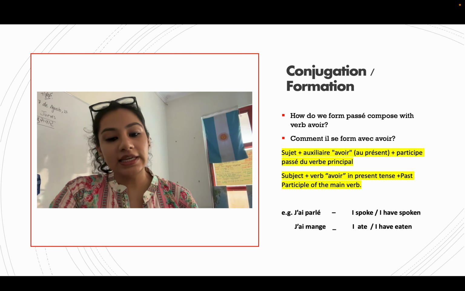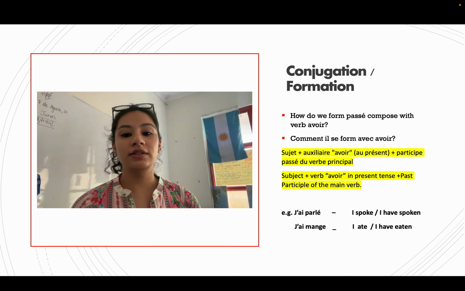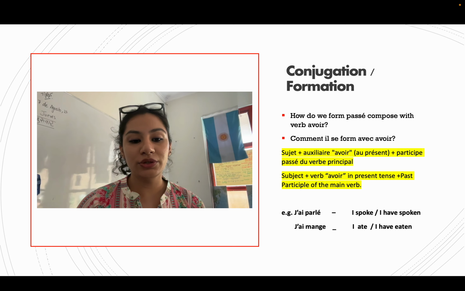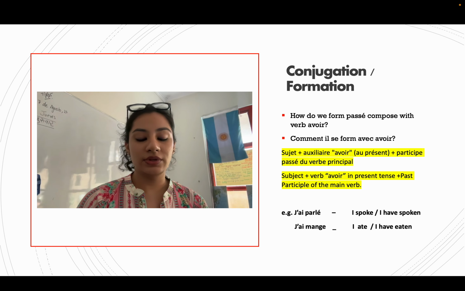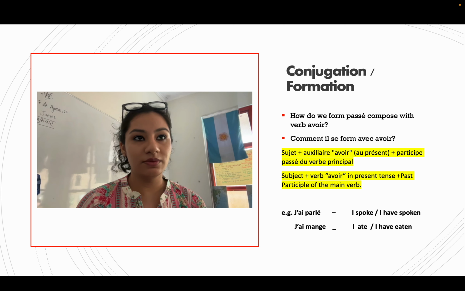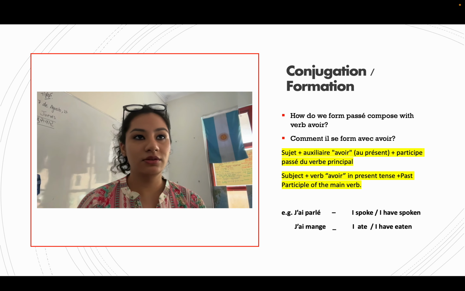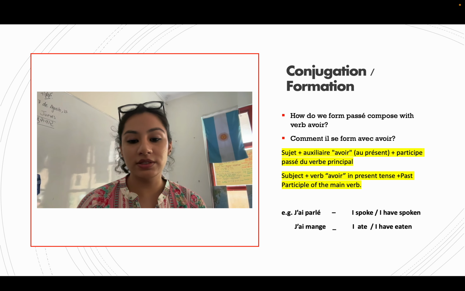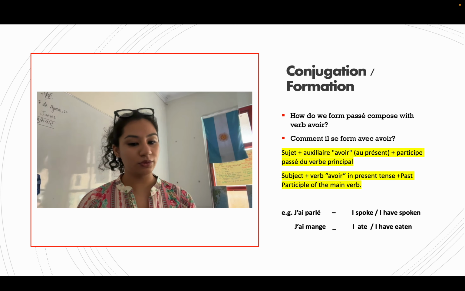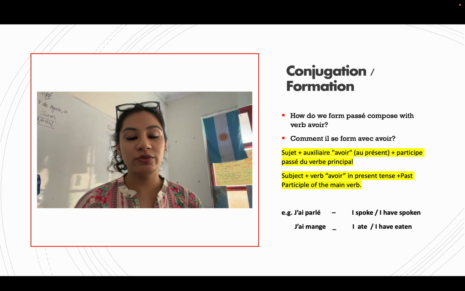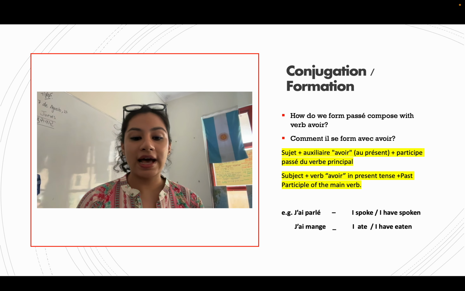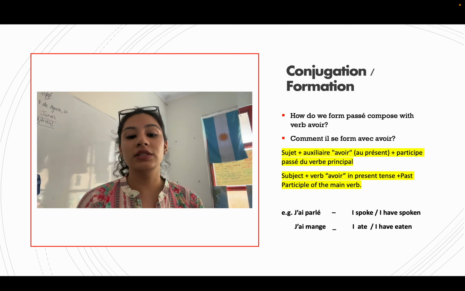Now let's see how we form this tense, passé composé. As I told you, this is a compound tense, so for a compound tense we have to use two verbs together, right? We're going to be using one auxiliary verb. Auxiliary verbs, if you do not know, in English are the helping verbs, right? Is, am, are, was, were, has, have. These are the helping verbs, so they are also called auxiliary verbs.